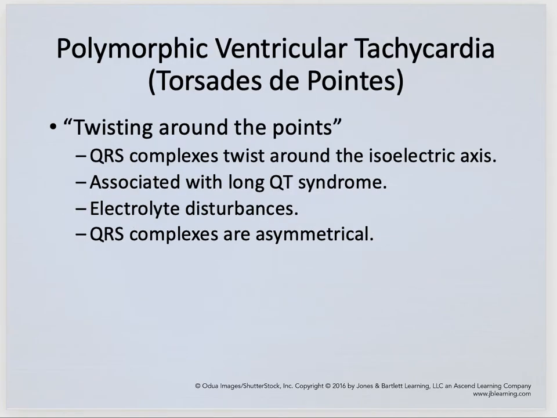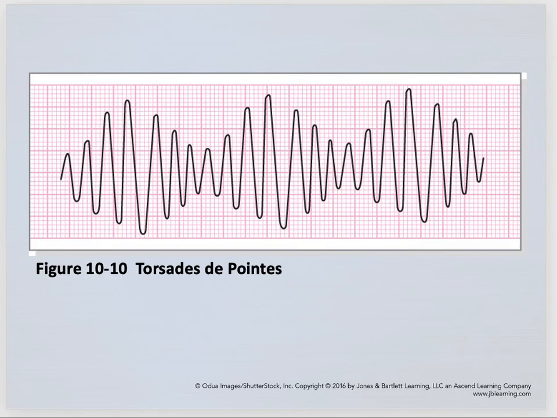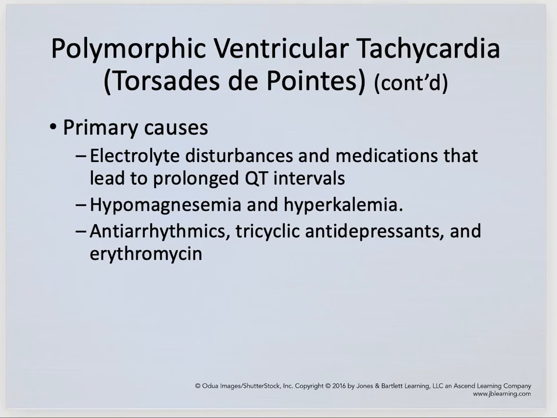Another different thing is called polymorphic VTAC, otherwise known as torsades de pointes, twisting around the points. QRS complexes that twist around the isoelectric axis. It is associated with a condition called long QT syndrome. It's caused by electrolyte disturbances, and what you see with torsades de pointes are QRS complexes that are asymmetrical. Very different look than the VTAC I showed you before, right? This is what we call polymorphic VTAC. So it has a very, very different look to it.